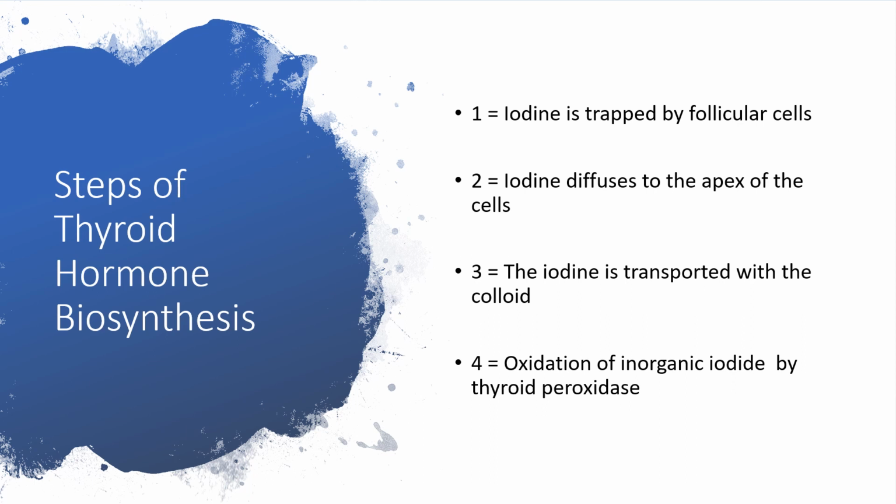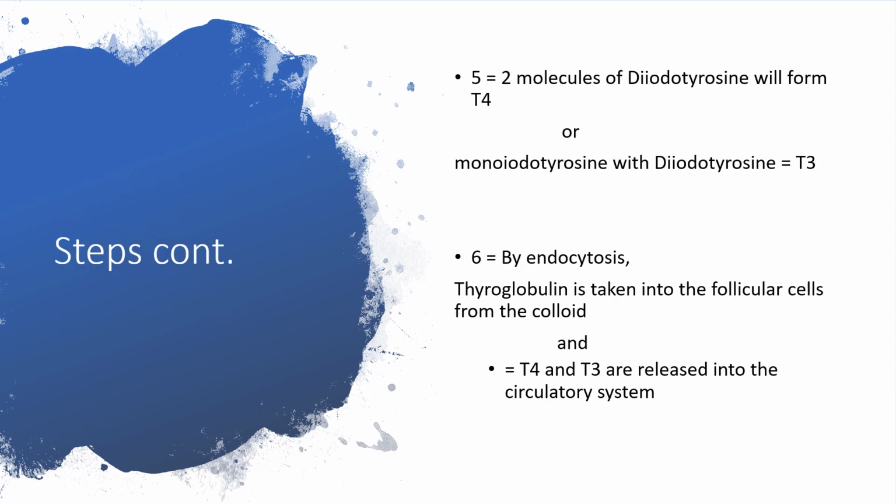Oxidation of the inorganic iodide will take place with the help of thyroid peroxidase. Then, 2 molecules of diiodotyrosine will form T4. Of course, grade 1 will know that 2 plus 2 is equal to 4, right? Or monoiodotyrosine, that is 1, with diiodotyrosine, that is 2, 1 plus 2, will give us T3.